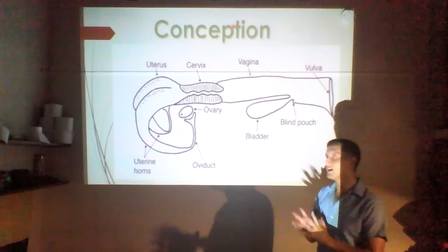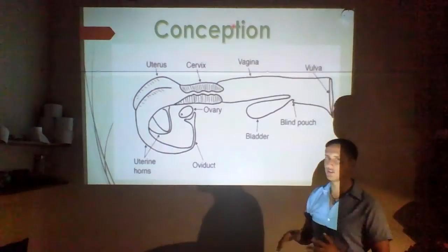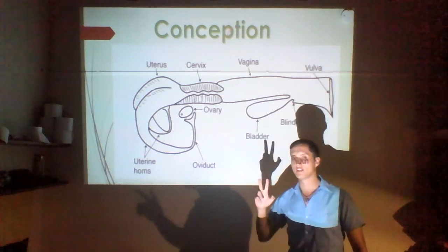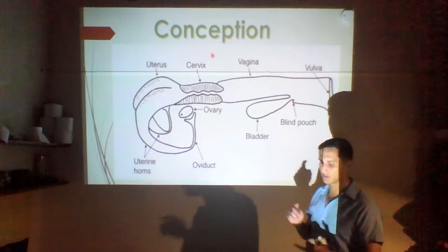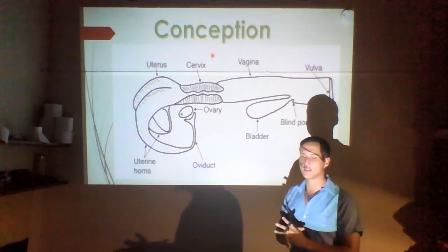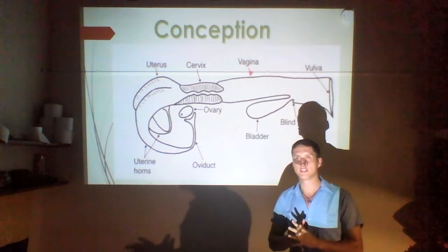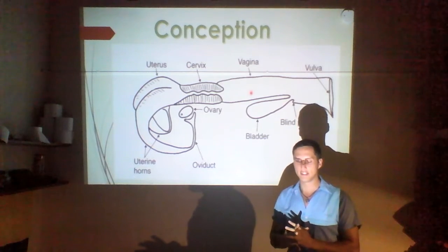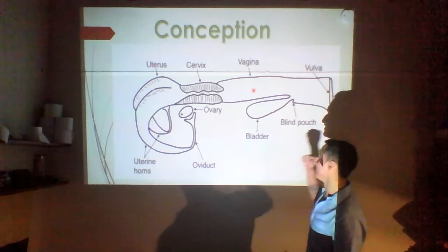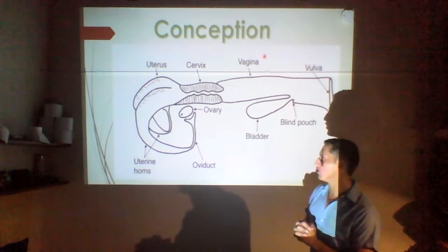So what will happen if the cow gets pregnant? There are two ways that cows get pregnant. One is by the natural process, when the bull comes and leaves the semen in the vagina, and the other is by artificial insemination.